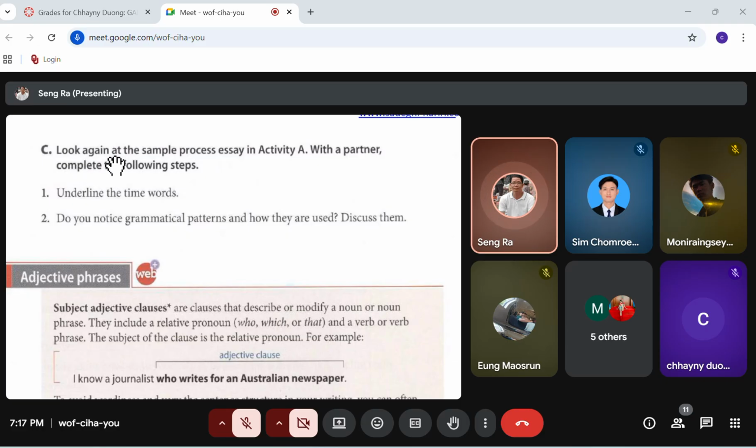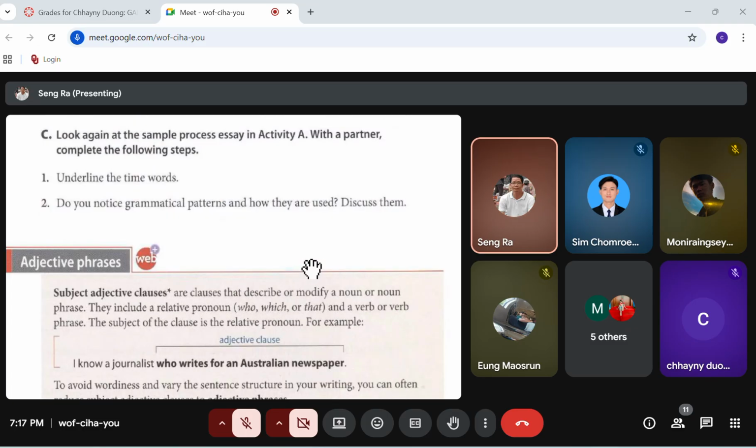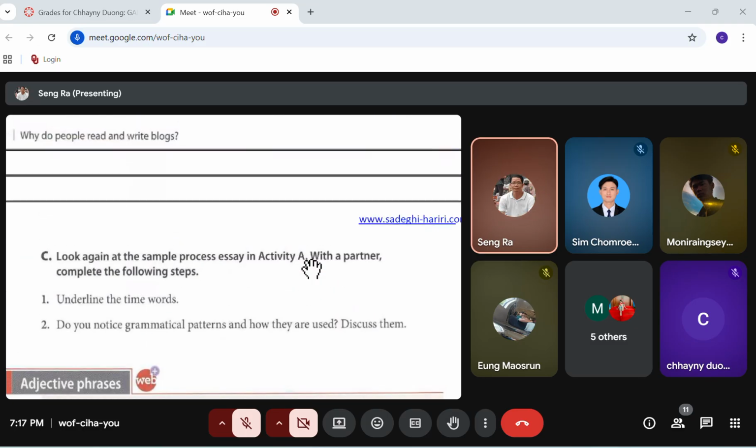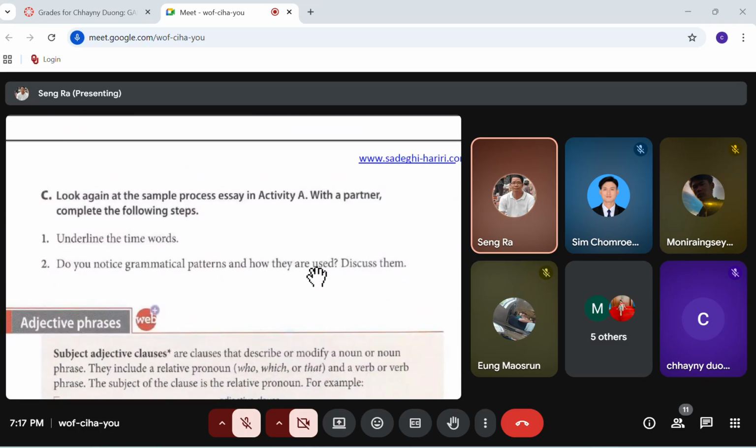Now look again at the example process essay in activity A. With a partner, complete the following steps. Underline time words. Number two, do you notice grammatical patterns and how they are used? Discuss them. So I think we need to move on.